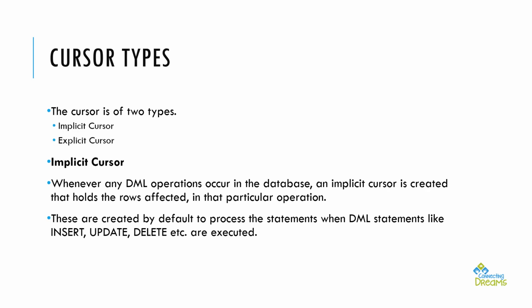Cursor types. The cursor is of two types, implicit cursor and explicit cursor. Under implicit cursor, whenever any DML operations occur in the database, an implicit cursor is created that holds the rows affected in that particular operation. These cursors cannot be named and hence they cannot be controlled or referred from another place of the code. We can refer only to the most recent cursor through the cursor attributes. These are created by default to process the statement when DML statements like insert, update, delete, etc.